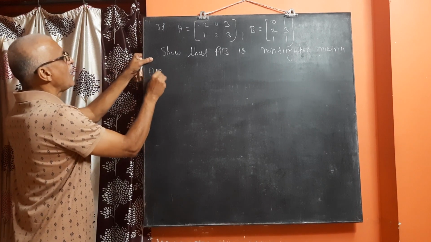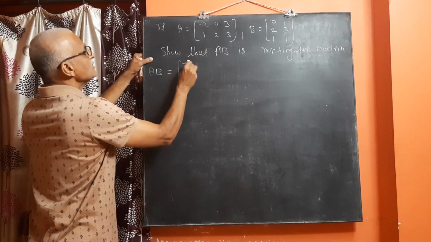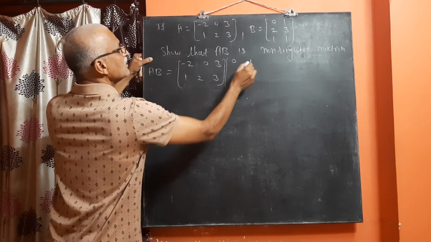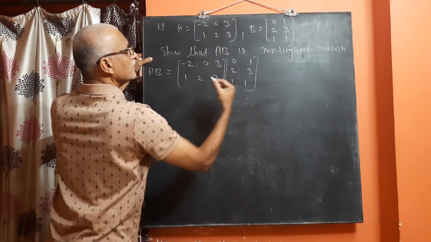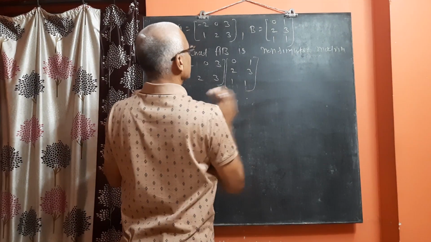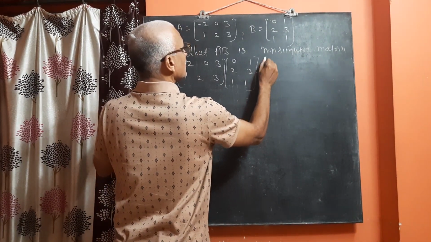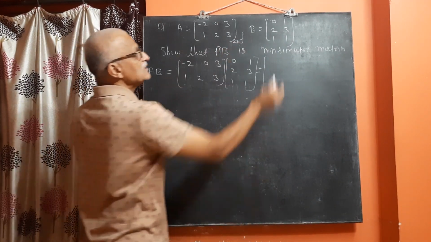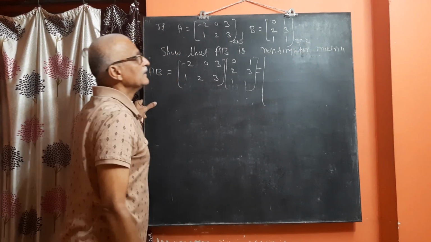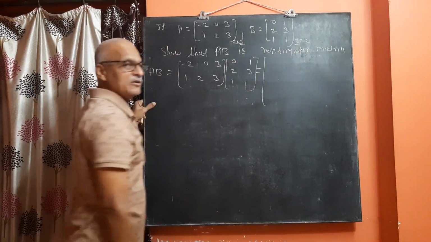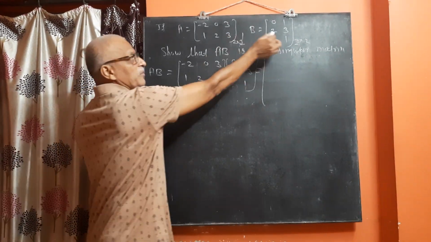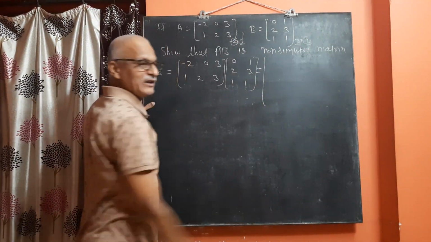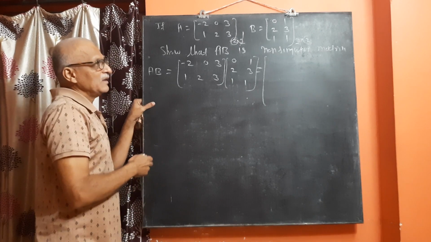A into B is equal to the matrix [-2 0 3; 1 2 3] times [0 1; 2 3; 1 1]. Here the order of A is 2 by 3 and the order of B is 3 by 2. The number of columns of A equals the number of rows of B, so the product AB is possible and the resultant matrix will be 2 by 2. Let us find it.